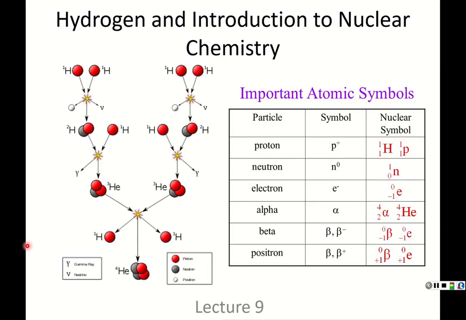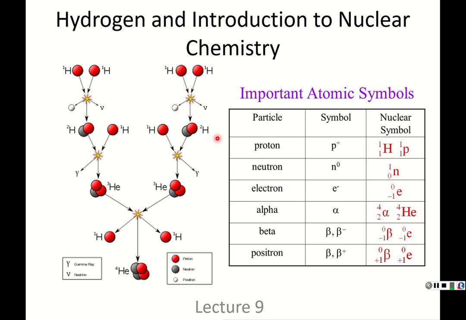In this lecture, we'll be discussing the chemistry of hydrogen. It has a pretty unique chemistry based on its relatively small size compared to everything else. And we'll also be introducing nuclear chemistry. The slide shows a unique nuclear reaction hydrogen can go through, that is nuclear fusion.